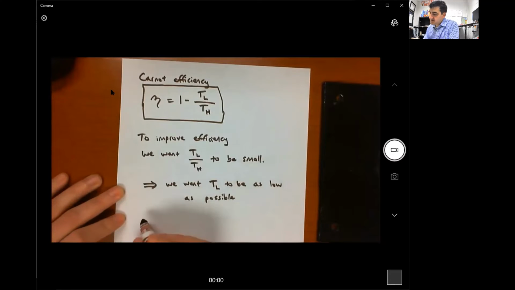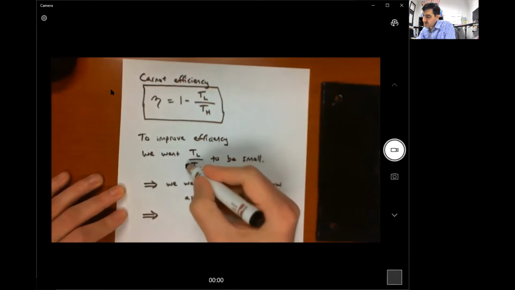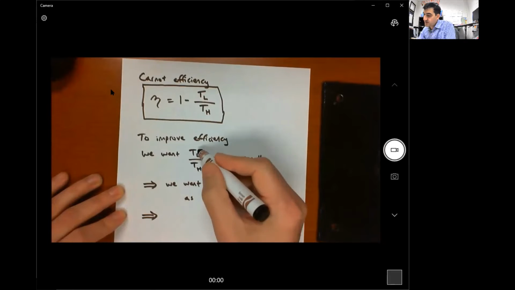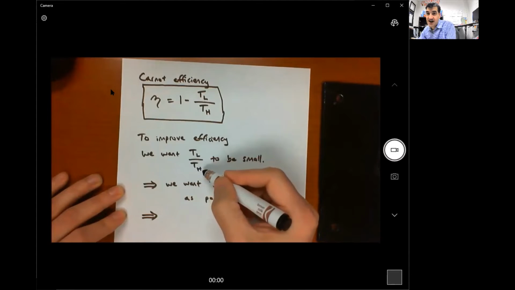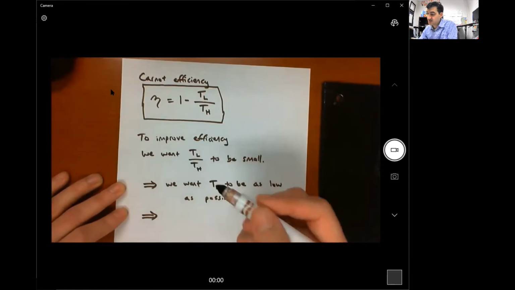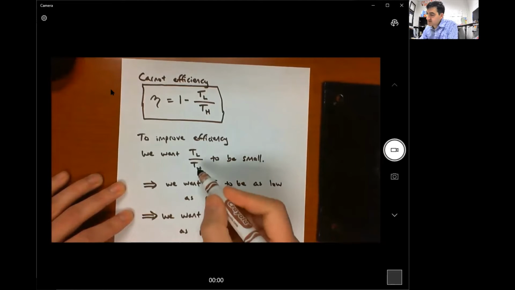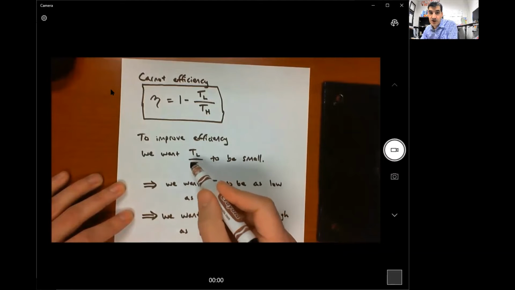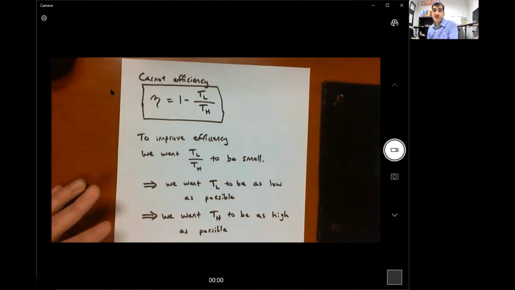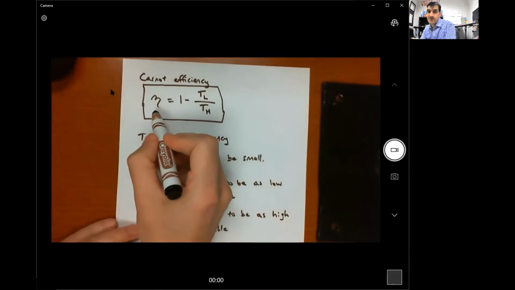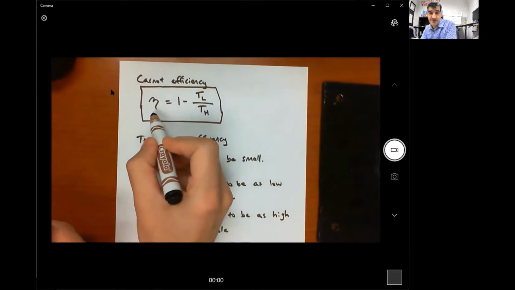Right? Simultaneously, if we want this term to be as small as possible, we could also affect this parameter by making T hot as large or as high as possible. So we want T high or T hot to be as high as possible. Because when you increase the denominator, when you're dividing by a larger number, your overall result is smaller, right? So to make this efficiency as large as possible, we want this term to be as small as possible.